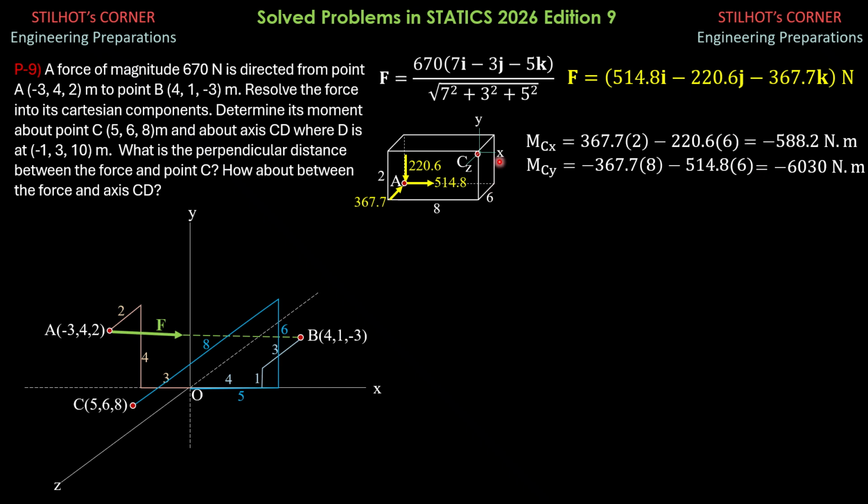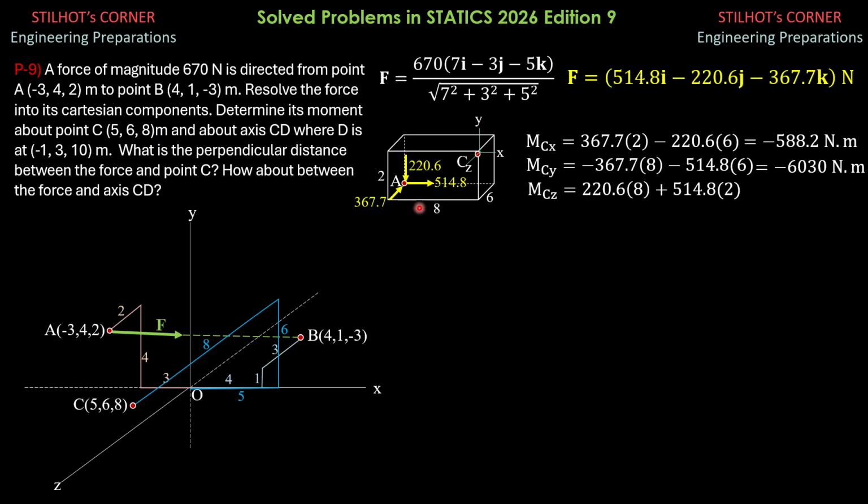Then finally, moment about CZ, that's the positive sense. So this 367.7 is not involved. So look at 514.8, it is positive. Obviously, it is counterclockwise about C, while 220.6 is also counterclockwise about C. So both are positive. So MCZ is 220.6 times 8 plus 514.8 times 2, both counterclockwise, or apply the right thumb rule, that's the positive sense.